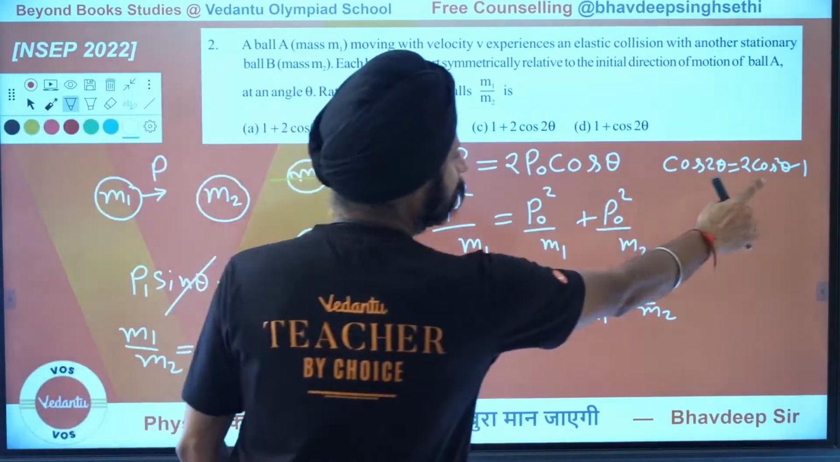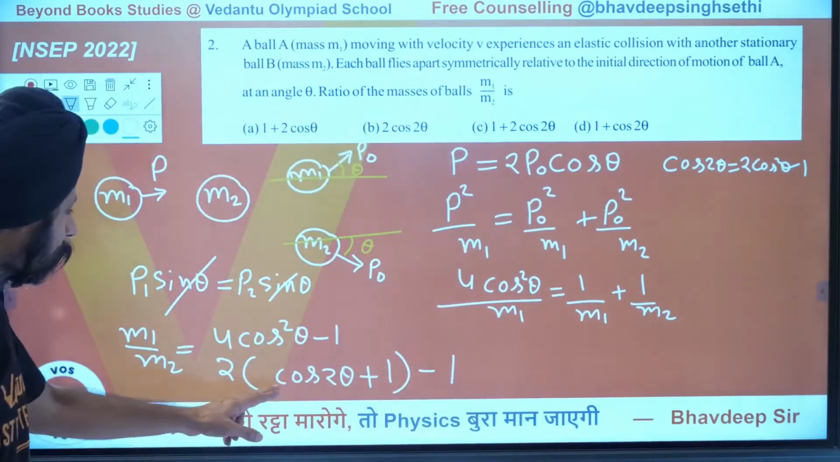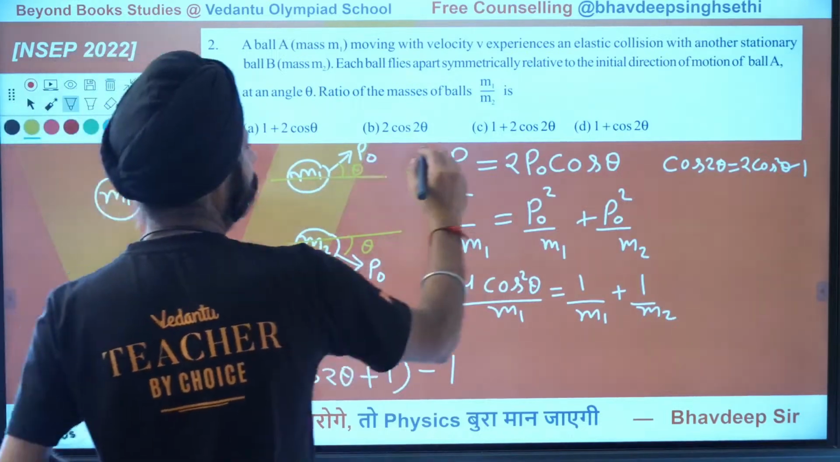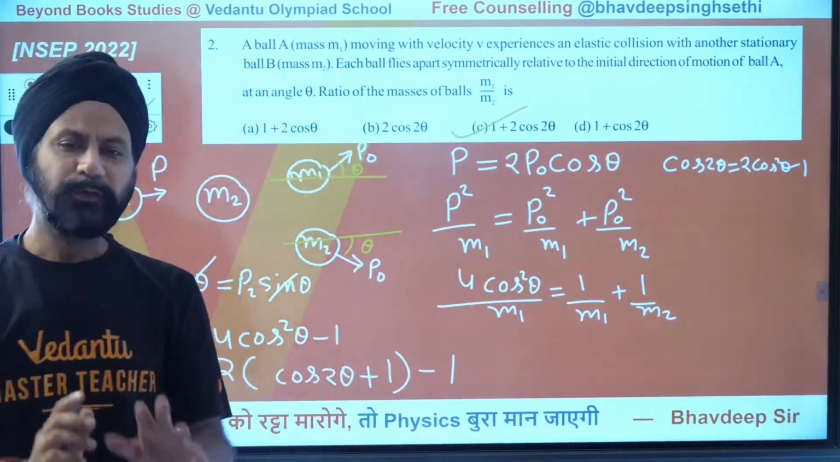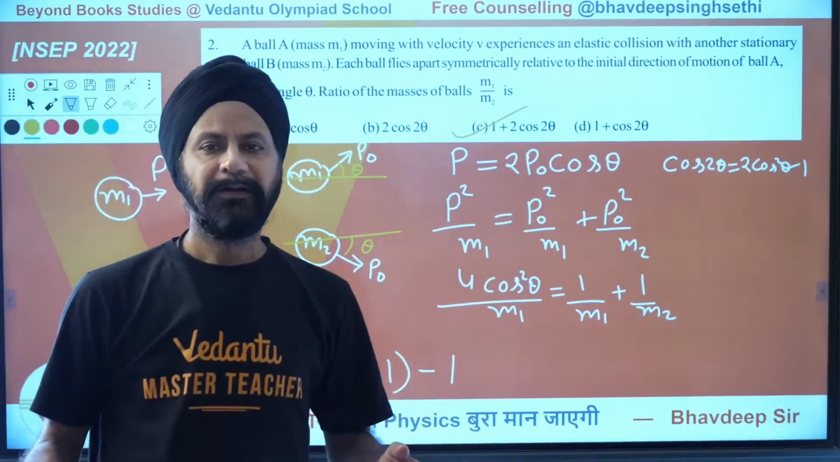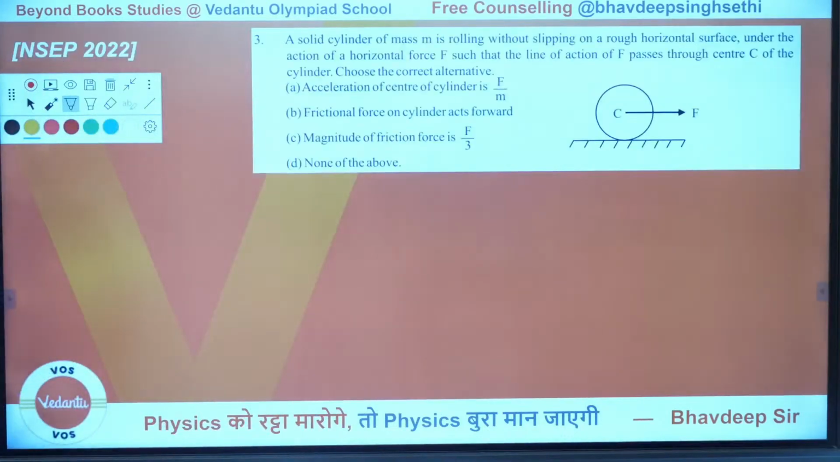Minus 1 or plus 1 actually, that goes in there, so it makes it plus 1, minus 1. That's your answer. So you'll see 2 cos 2 theta plus 2 minus 1. So this is your answer. Try it out yourself. Think about how we solved it, very logically: conservation of momentum, conservation of kinetic energy.